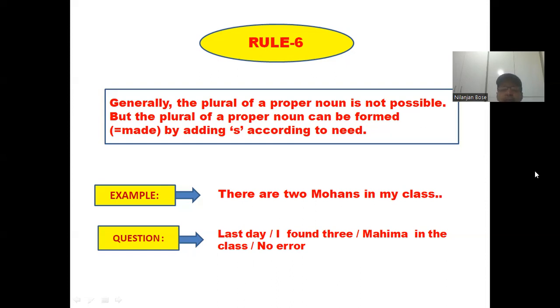Last day is perfectly all right. I found 3. Now the number is 3. Watch it out. If it is 3, then it should be plural. In that case, Mahima, that is a proper noun, should be followed by s. So it must be Mahimas in place of Mahima. So in this sentence, the third part, that is Mahima in the class, is wrong. Instead of Mahima, it should be Mahimas. Absolutely clear to you?